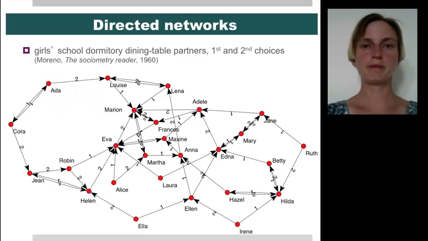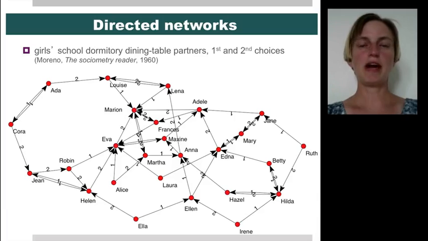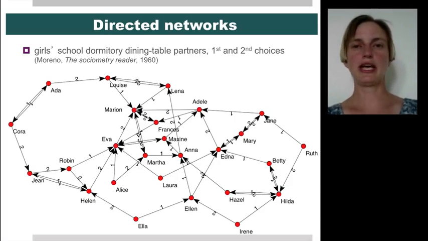Going back to our schoolgirls and their choices, we see both that the edges are directed and that they have this ranking, the first and second choice. Of course, there may be a multitude of other things that you could add on there. For example, maybe some of the girls share a dorm room, etc. But in this data, we're just looking at first and second choices and the direction.